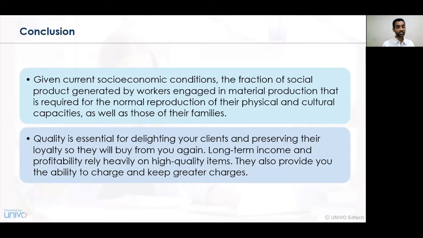Quality being a very essential perspective, we must always try to delight our customers, and we must not negotiate on quality. The long-term income and profitability of the business organization is dependent on the high quality items we deliver to the customers. Hence, the ability to deliver qualitative services to the customers is essentially important, and it should always be preferred by the organization. Now let's summarize what we have learned in this session.